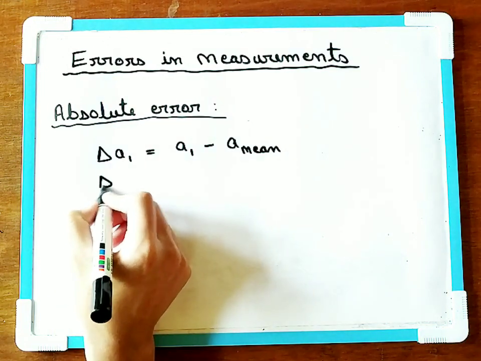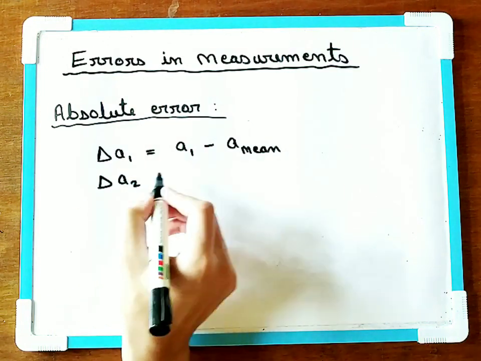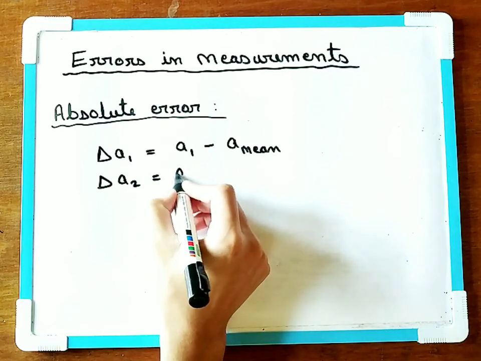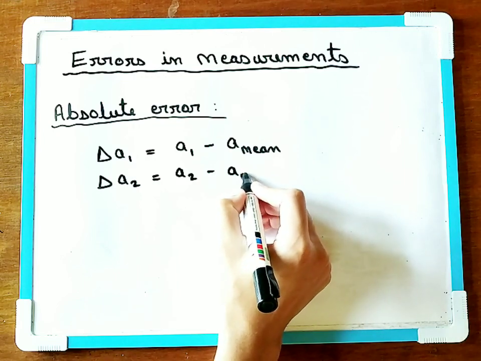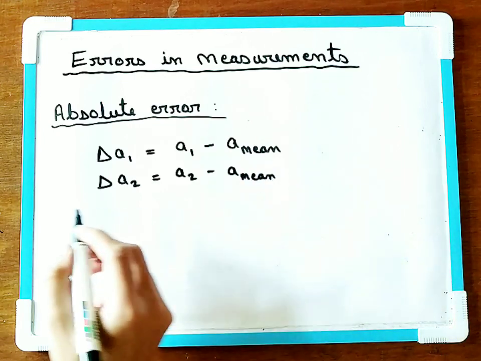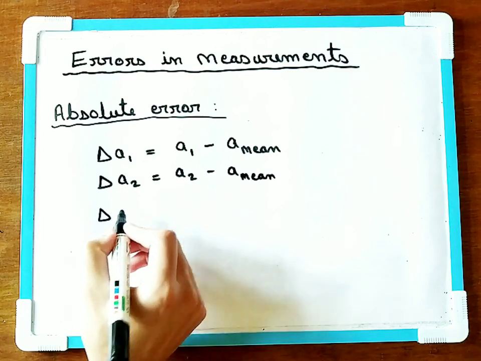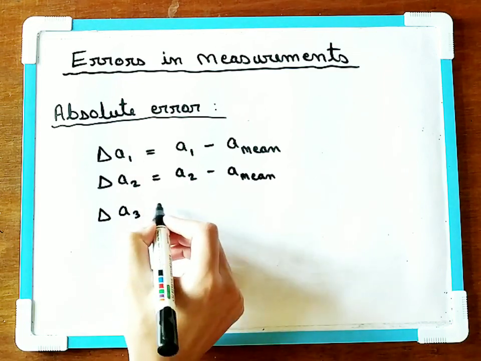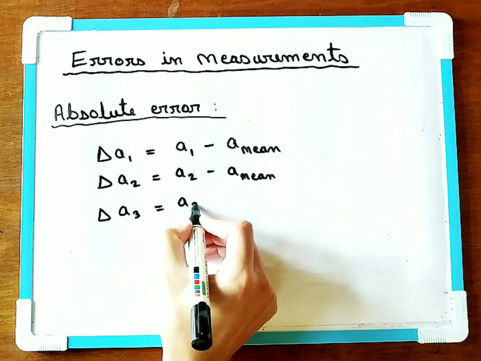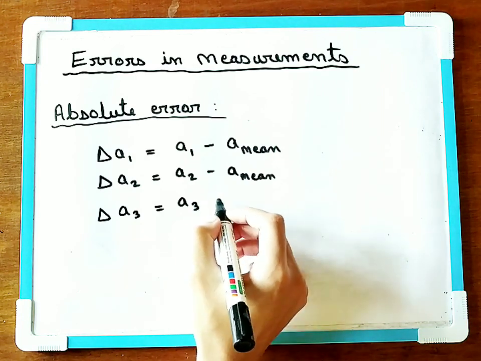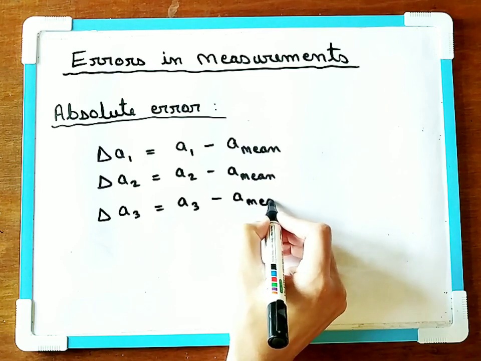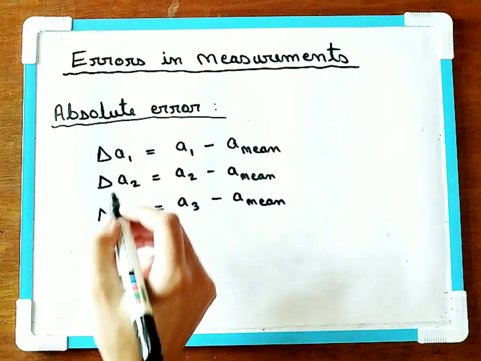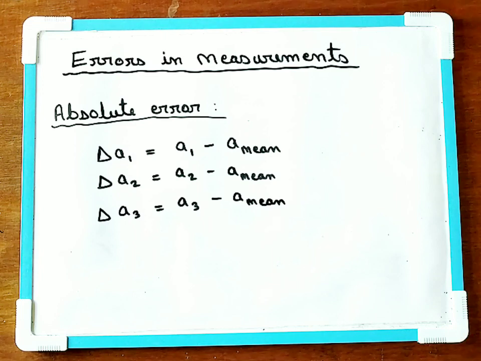Then again, for A2 also, you'll have the difference A2 minus A mean. Then delta A3 also is the difference of the individual measurement A3 and the true value A mean. So this will follow till n observations.